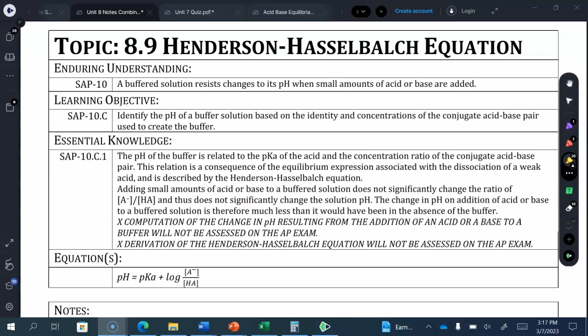Hello everyone, welcome to topic 8.9, Henderson-Hasselbalch equation. By the end of this, you should be able to identify the pH of a buffer solution based on the identity and concentrations of the conjugate acid-base pair used to create the buffer.